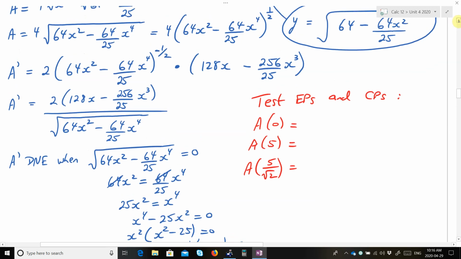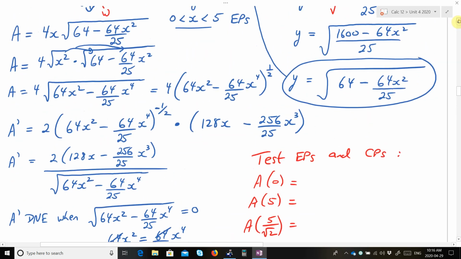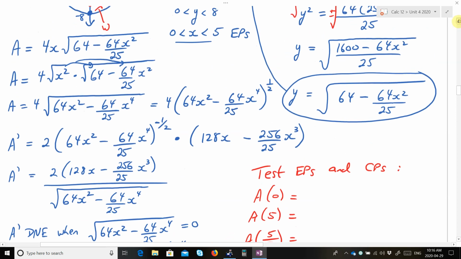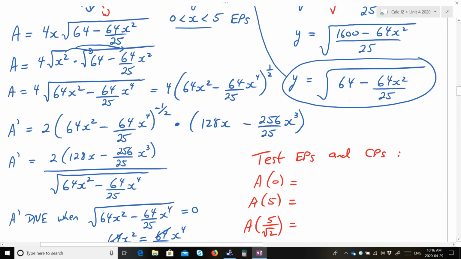Okay, where's our area function, the easiest one to work with? Maybe this guy right here. If I put 0 in for x, 4 times 0 is 0, and 0 times the square root will give 0. If I put 5 in for x, 4 times 5 is 20, but inside the square root, 5 squared is 25, over the 25 would just be 1, so you would get 64 minus 64, you would get 0 in the square root, so that would work out to 0.